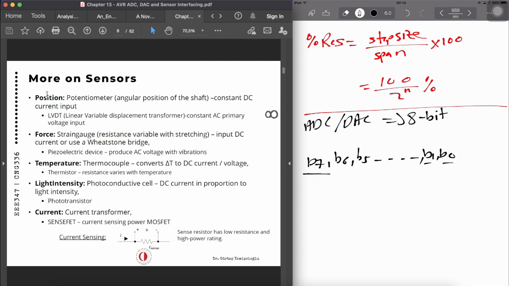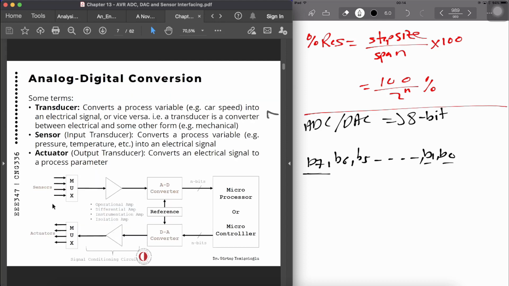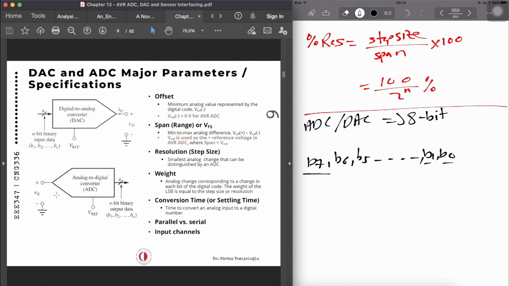Parallel and serial: as I already mentioned, we can have channels that we read one by one, and that's why we use multiplexers, so that we can have parallel sensors connected to the ADC. Or you might have a serial connection where only one sensor is connected to the ADC, and you need to shift in the values. You can use shift registers to shift in the values. And input channels, we can have multiple input channels that we can read by using the multiplexers.